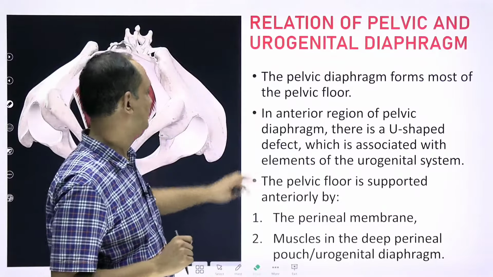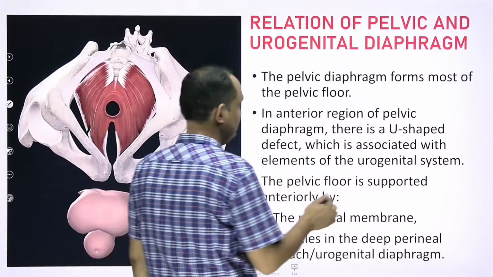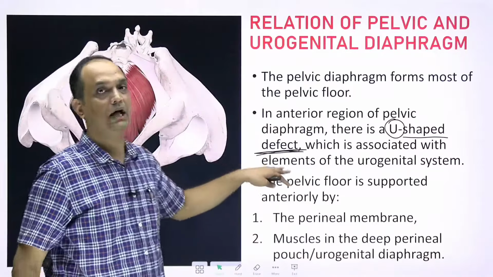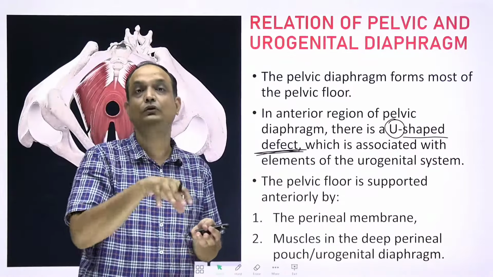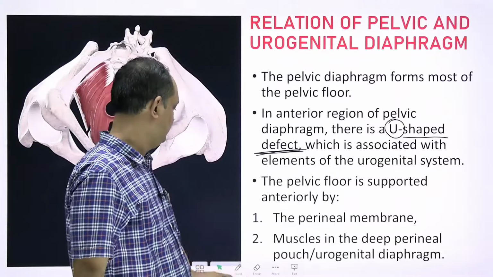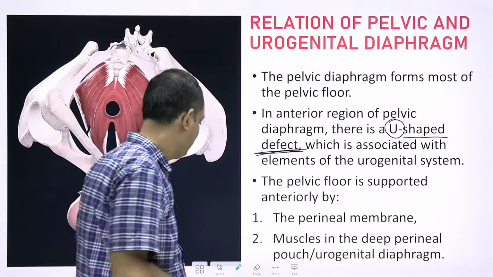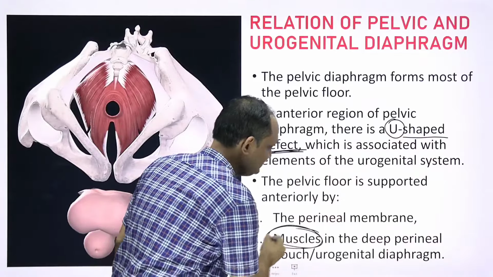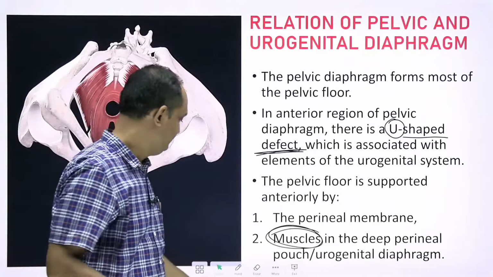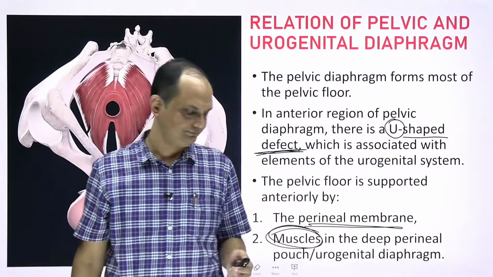So the pelvic diaphragm forms most of your pelvic floor, and the anterior region of the pelvic diaphragm has a U-shaped defect, and this defect allows the exit of your urogenital system, like the vaginal canal and the urethra. And this part of the pelvic floor where you have this U-shaped defect is supported by muscles, and these muscles form the deep perineal pouch or the urogenital diaphragm, and the inferior membrane of this is known as the perineal membrane.